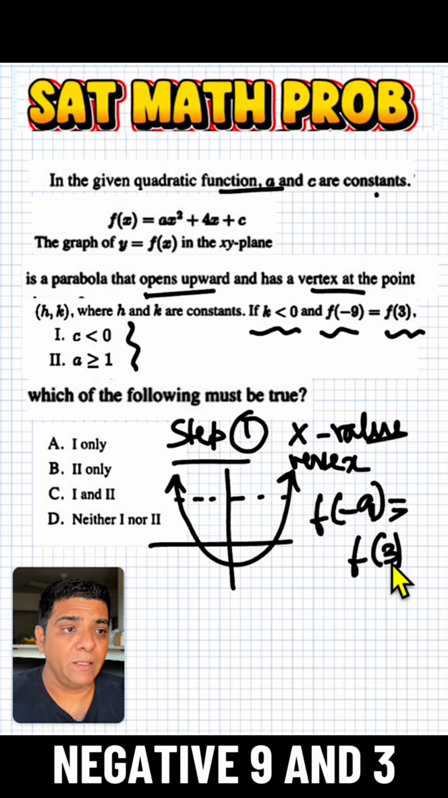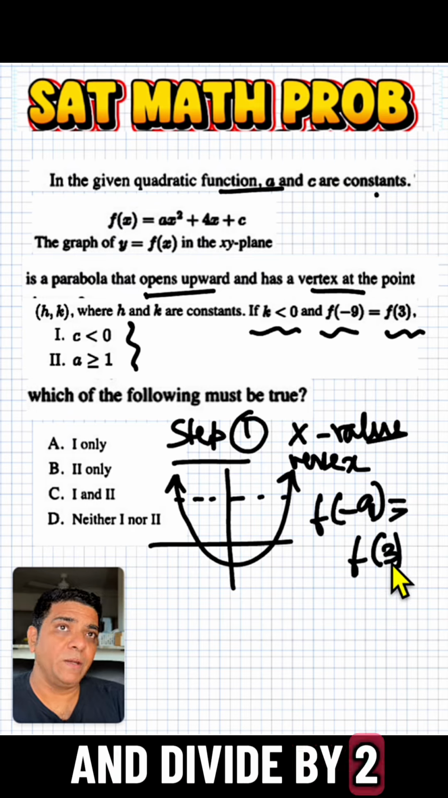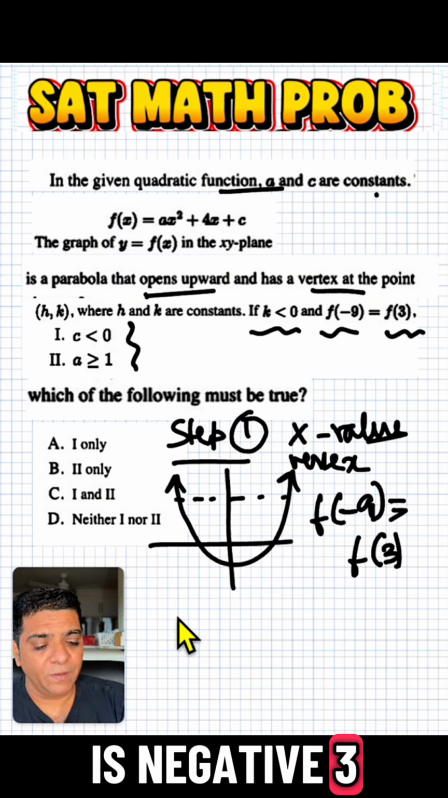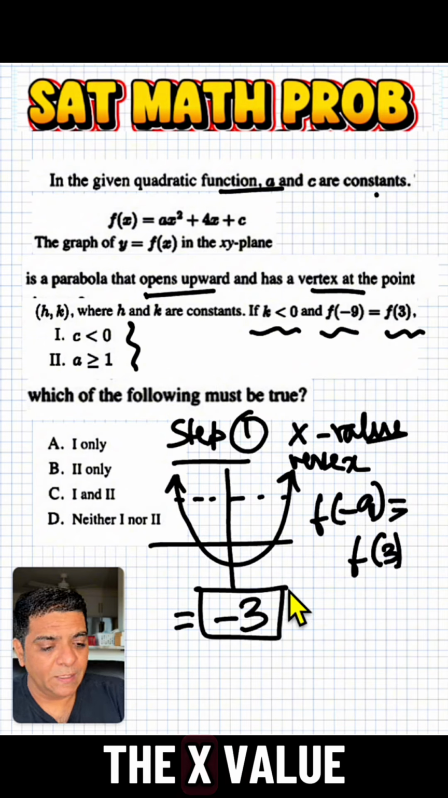So between -9 and 3, what is that point? If you add them and divide by 2: -9 plus 3 is -6, divided by 2 is -3. Six units away from -9 is -3. So the x value of the vertex is going to be -3.